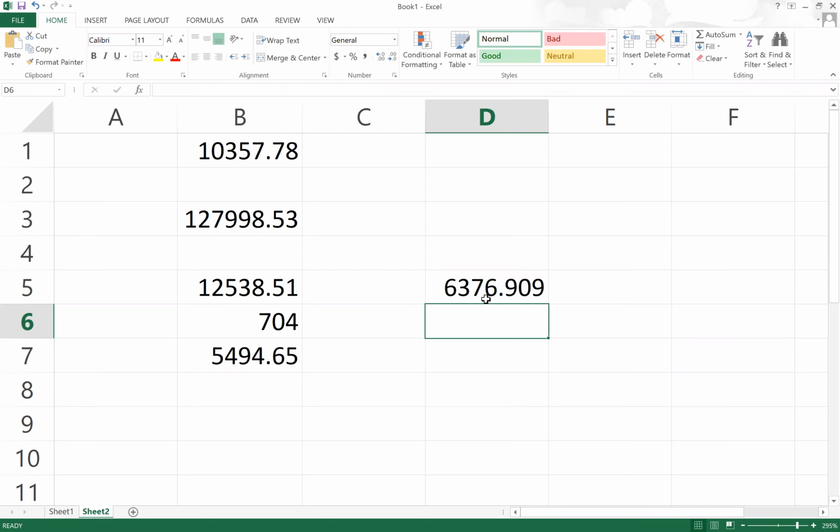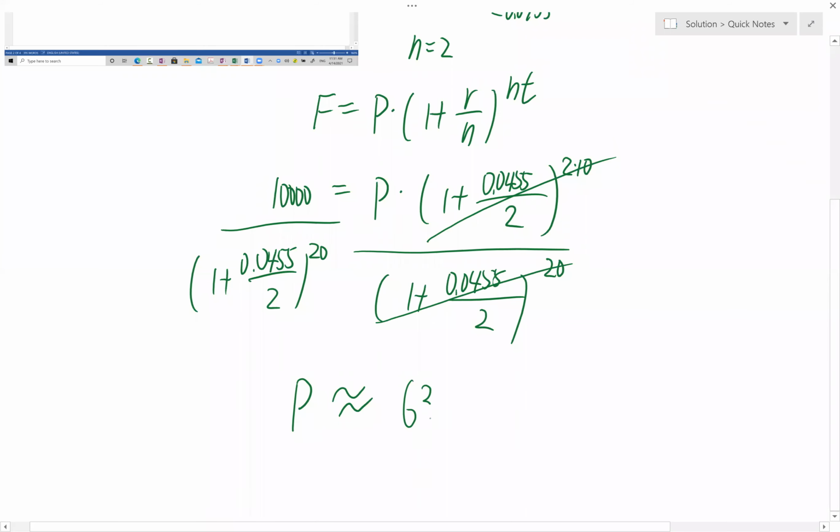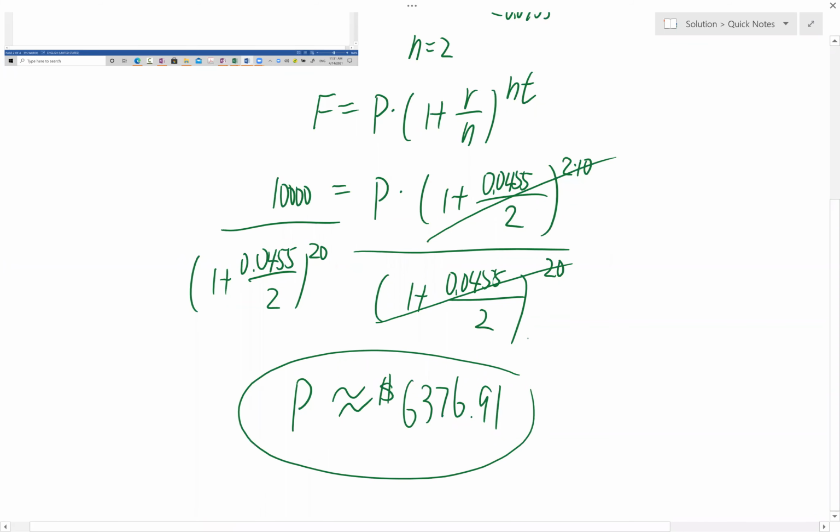So it's $6,376 and 91 cents, right? So this is what that $10,000 is worth right now. $6,376.91. Okay, so take care of the first part.